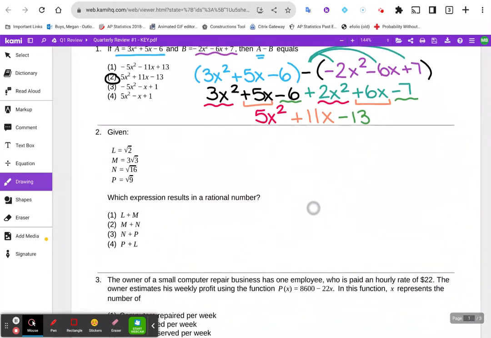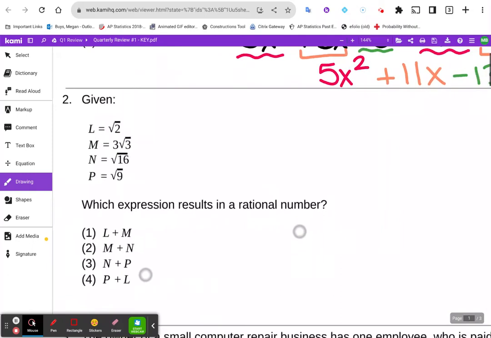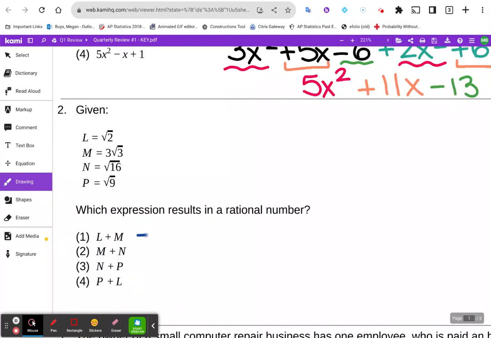Now, number 2 is strictly a calculator question. So what I would be doing is plugging each one of these into my calculator as I go. Now, if I look at this first one, L plus M. So I'm taking this L plus M. That's the equivalent of radical 2 plus 3 radical 3.